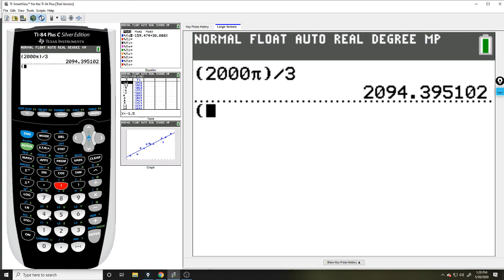So we have 4/3. I always put fractions in parentheses. Always use parentheses for fractions. 4/3 times pi times, I'm going to use parentheses here. What was our radius? Our radius was 2.9, cubed to the third power. And we're going to close our parentheses. And this way, it should tell us our answer.